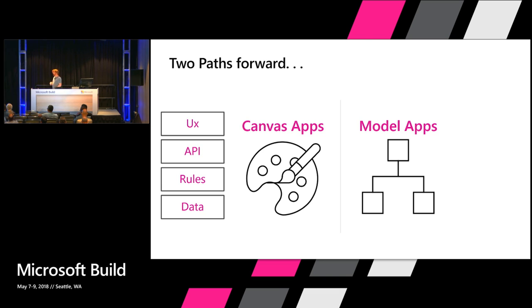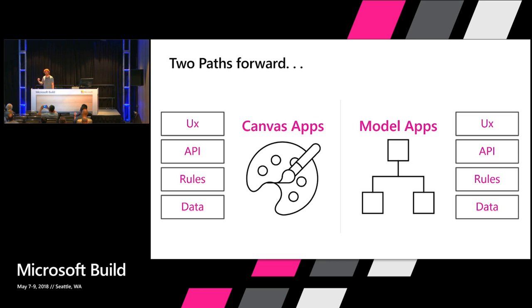There's another way of building applications, which we call model apps or model-driven apps. In this case, you start with the data and you work your way up. Okay? Now, when we think about the pros and cons of these two different choices, let's say that you want to build the most beautiful, expressive app ever. Canvas provides you with the tools that you need to do that.